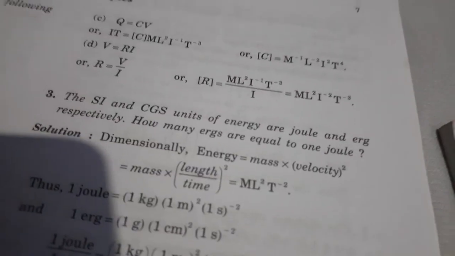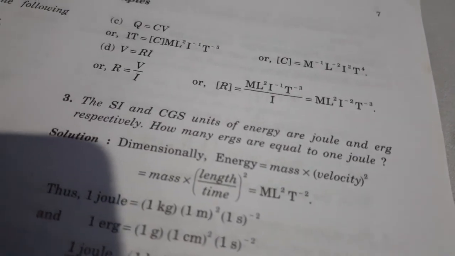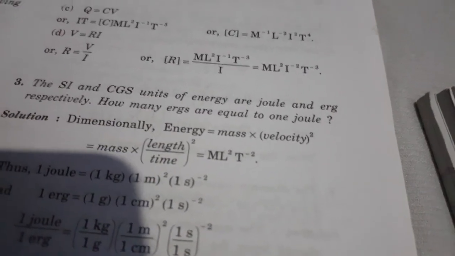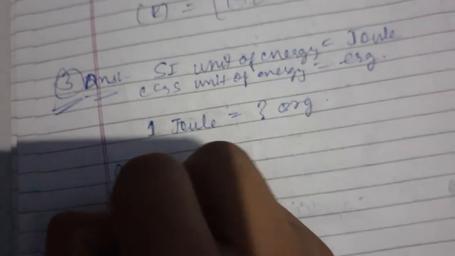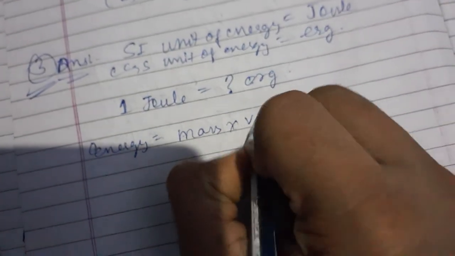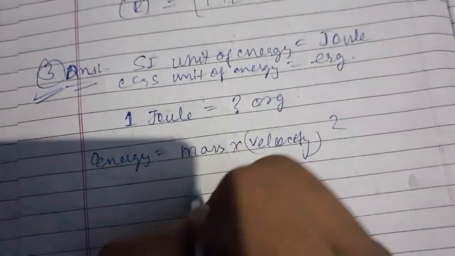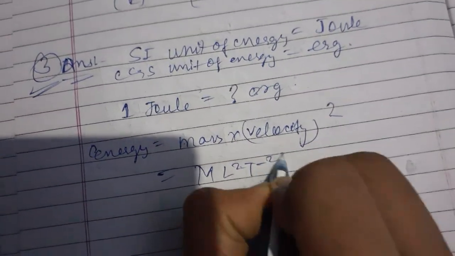Answer, that is here. The SI unit of energy is joule, and the CGS unit of energy is erg. So we have to find that 1 joule equals how many erg. We can find this by the method energy equals mass into velocity squared, that is its dimension will be ML^2 T^-2.